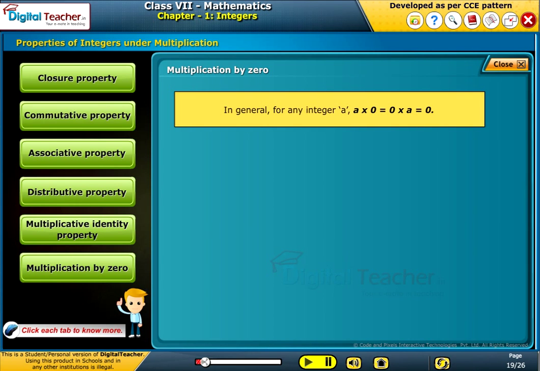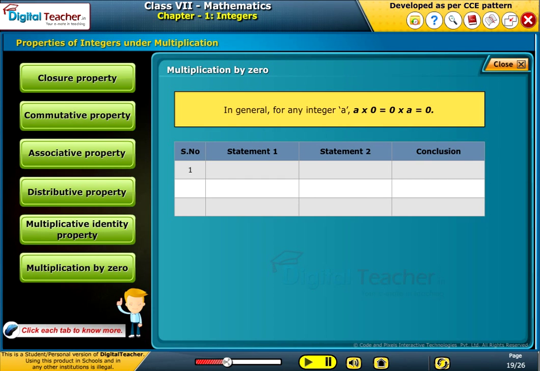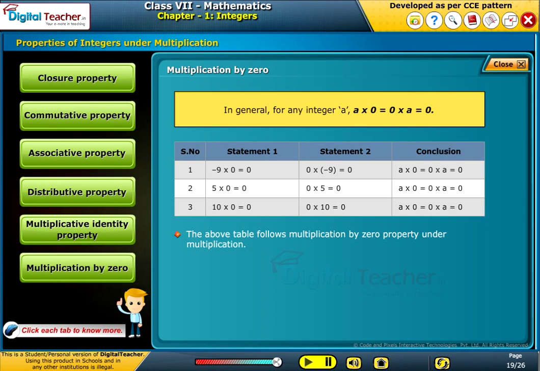Multiplication by zero property defines that for any integer a, a into 0 is equal to 0 into a is equal to 0. In the first statement, minus 9 into 0 is equal to 0, and in the second statement, 0 into minus 9 is equal to 0, and it concludes that a into 0 is equal to 0 into a is equal to 0. Same for the second and the third statements as shown in the table. Therefore, the above table follows multiplication by zero property under multiplication.